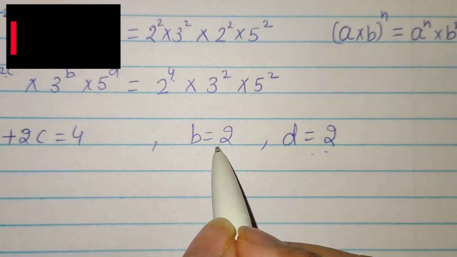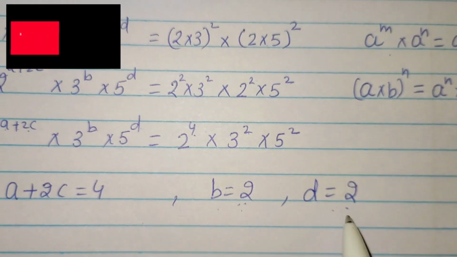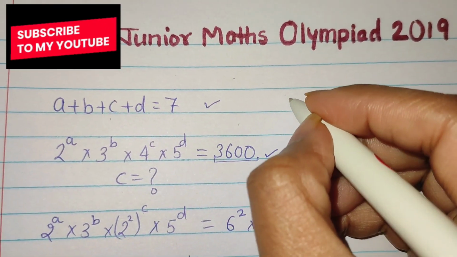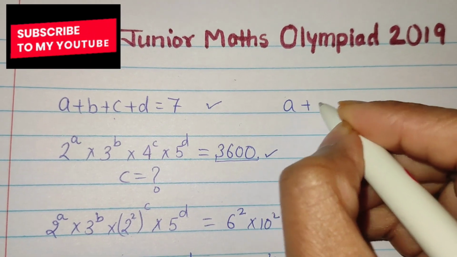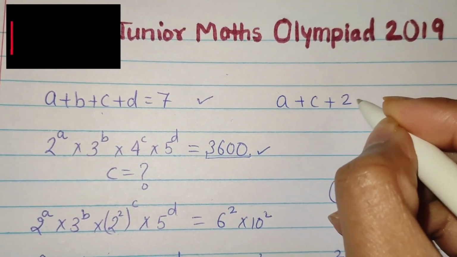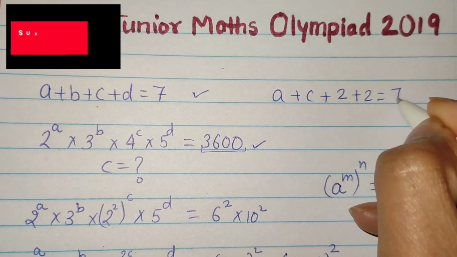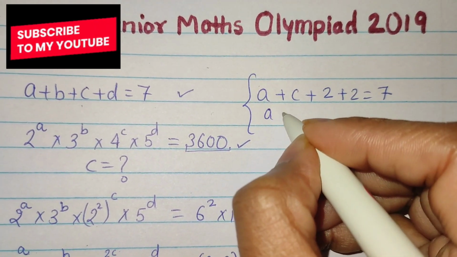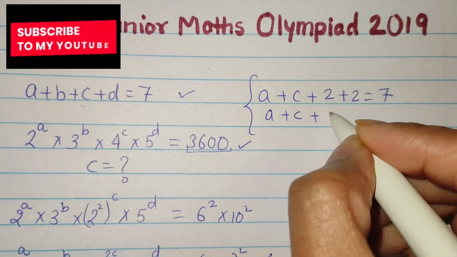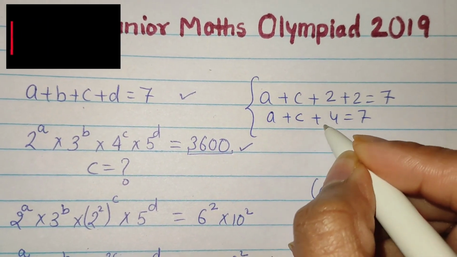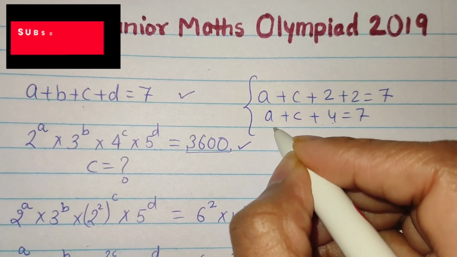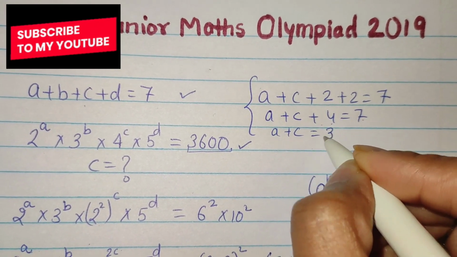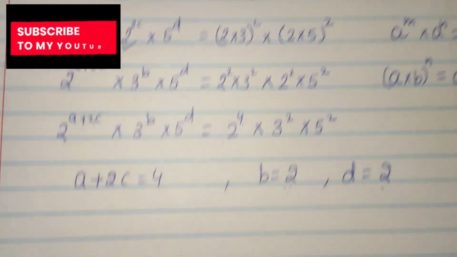So now as we have b equals 2, d equals 2, let's substitute these two values here. That will give me a plus b plus c plus d equals 7. And that will become a plus c plus 4 equals 7. Now take away 4 both sides. That will give you a plus c equals 7 minus 4, which will give you 3.